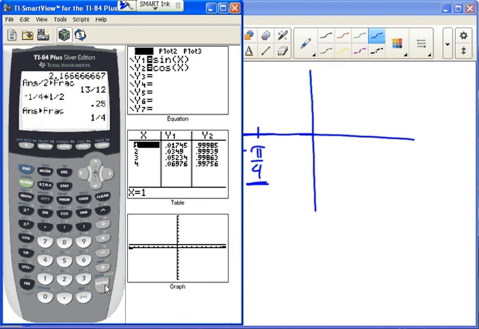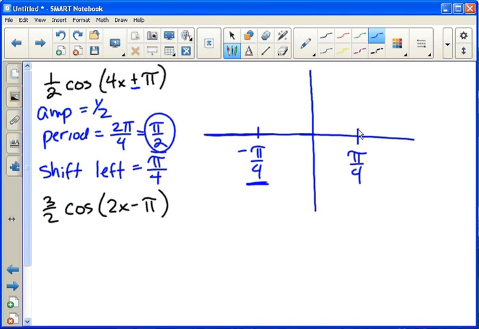Now remember the shape of cosine. Cosine starts up high, dips down, and goes back up high. So that would be the shape for cosine. Hopefully you can tell the center is going to be 0, because that's halfway between negative pi over 4 and positive pi over 4. But then to find this spot, we'll do negative 1/4 plus 0 divided by 2. Get negative pi over 8. That will be positive pi over 8. And we know based on our amplitude that it peaks at 1/2, and it is at its lowest at negative 1/2.